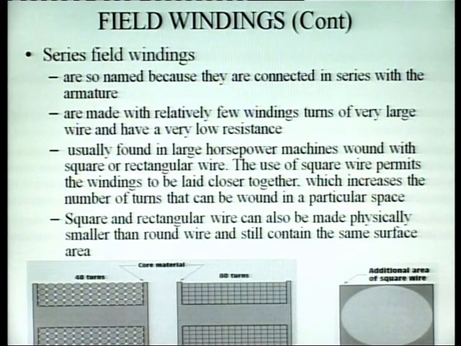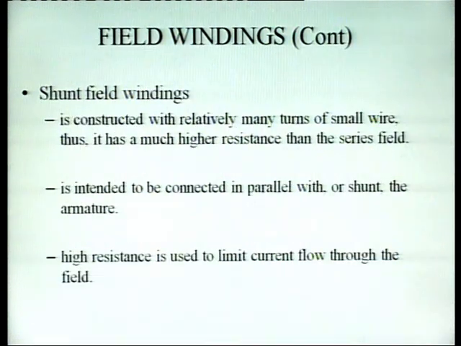Series field winding. Series field windings are so named because they are connected in series with the armature. They are made with relatively few turns of very large wire and have a very low resistance, usually found in large horsepower machines wound with square or rectangular wire. The use of square wire permits the winding to be laid closer together, which increases the number of turns that can be wound in a particular space. So, series windings are connected in series with the armature.